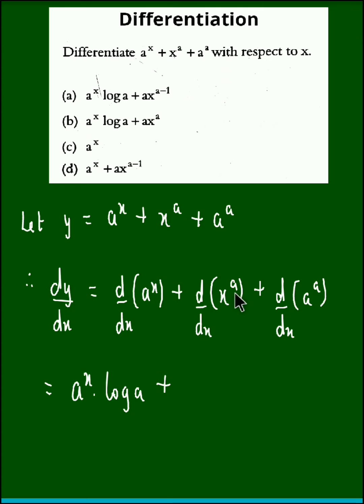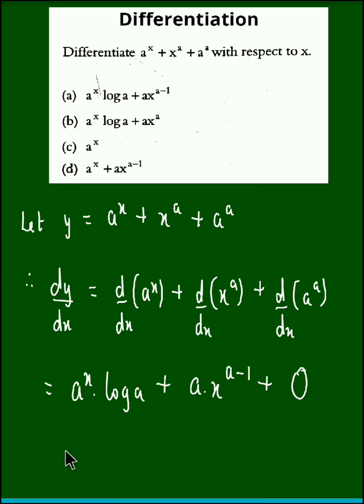now the derivative of x raised to a. Now here we apply the formula: the derivative of x raised to n is n times x raised to n minus 1. So instead of n we have a over here. So it would be a times x raised to a minus 1 plus, now a raised to a is a constant, so the derivative of a constant function is 0.